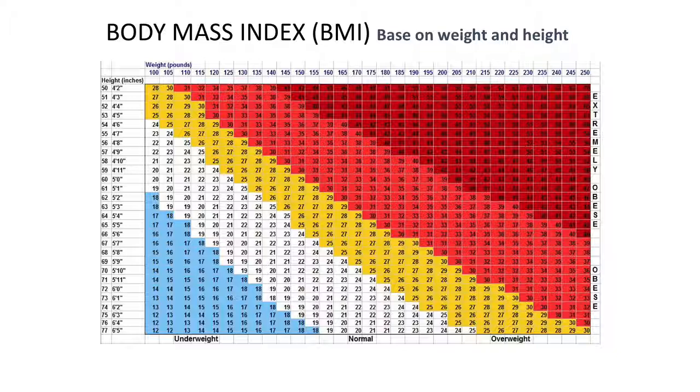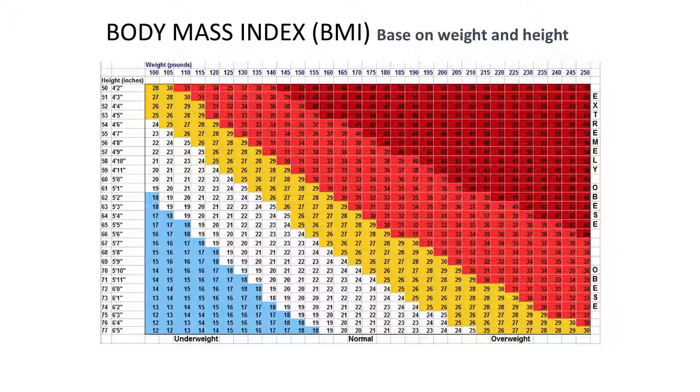Body mass index between 18 to 25 is normal. Between 25 to 30 is overweight. Between 30 to 40 is obese. Above 40 is extreme obesity or morbid obesity. So now we have an expression of your own weight, not just an ideal weight for anybody.